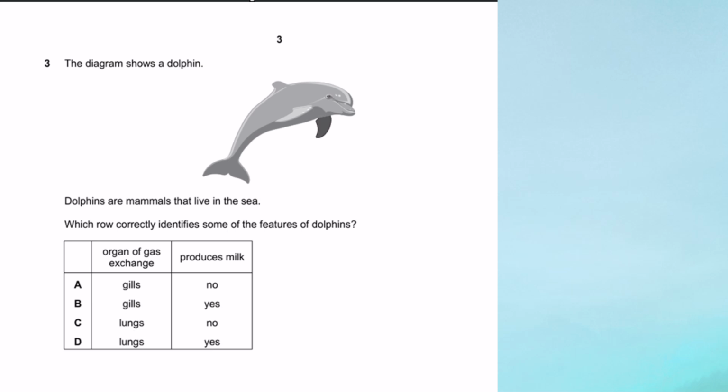So let's go back. First of all, we have 2 things here. We have gills. There's a dolphin. It doesn't have gills. So only C and D are possible. And produces milk. Yes, all mammals do that. So our only real option here is D.